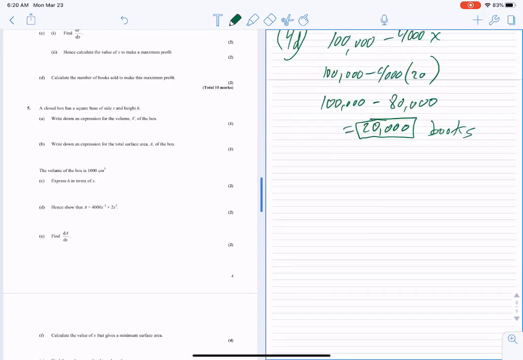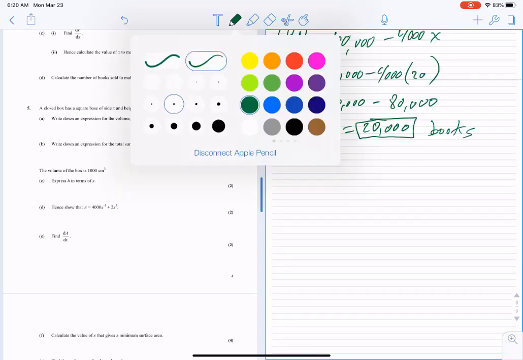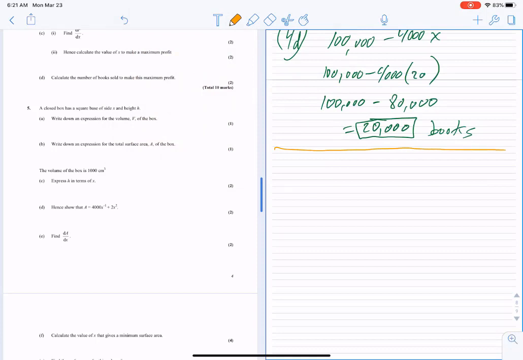Okay, and I believe we're on the final question. This is number 5. There are 5 questions on this. Number 5. A closed box has a square base of side x and a height h. Write down the expression for the volume V of the box. So this is 5A we're going to do here.